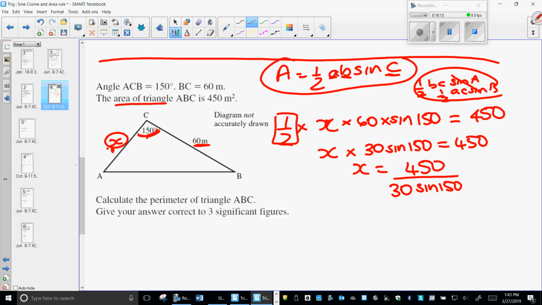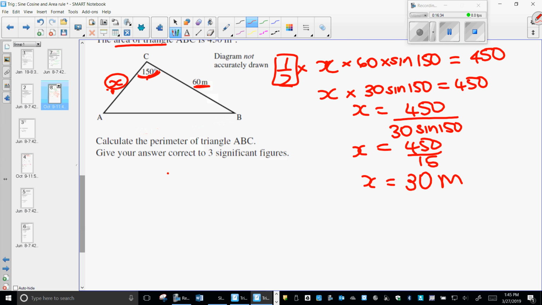However you do it, you end up with 450 over 15, don't you? Which is 30. So that's that length there. So I know that this is 60, this is 30, and this is 150. Now we need to find this length because we need to find the perimeter. To find the perimeter we need all three sides.